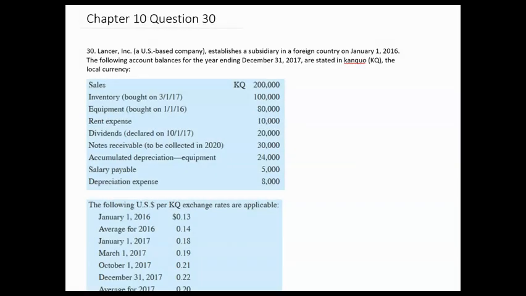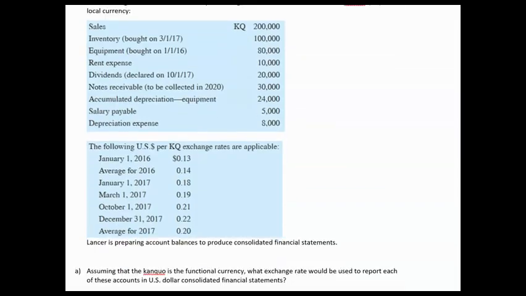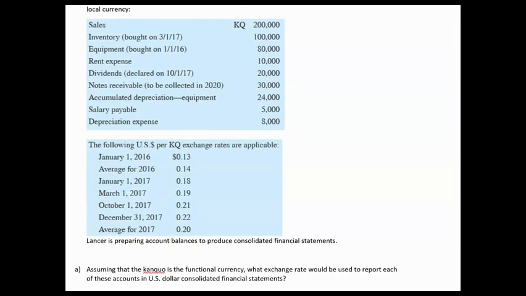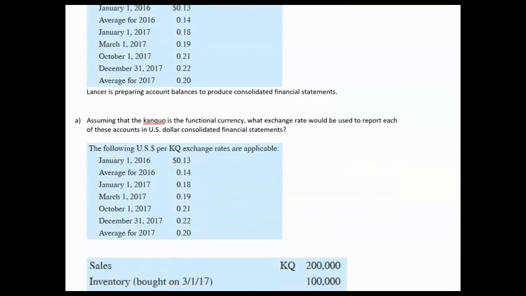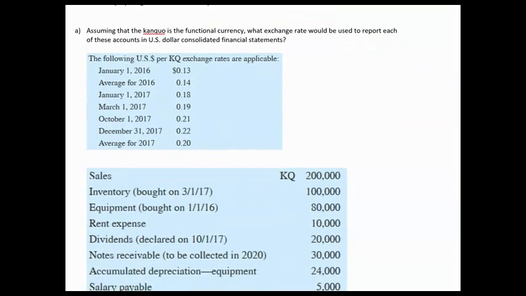Question 30. In this question, we are required to determine what exchange rate would be used to report each of these accounts in US dollar consolidated financial statements. And first we need to determine which method we are using. Requirement A, assuming that KEMCO is the functional currency.